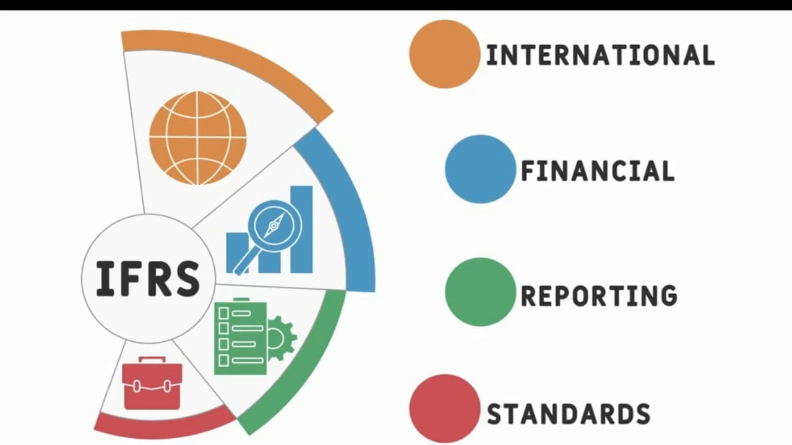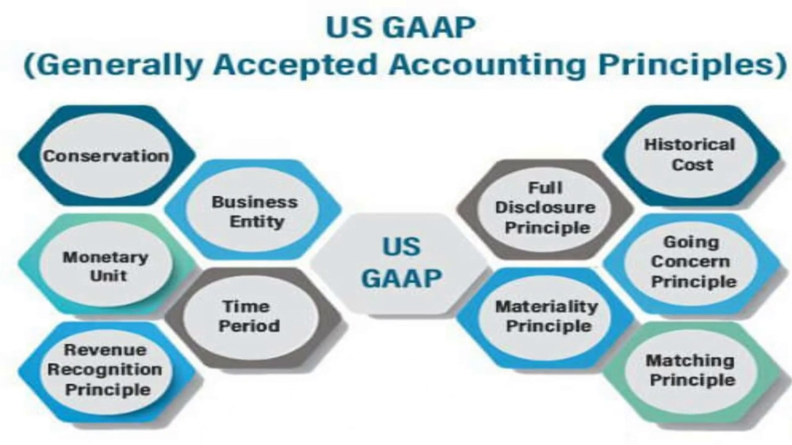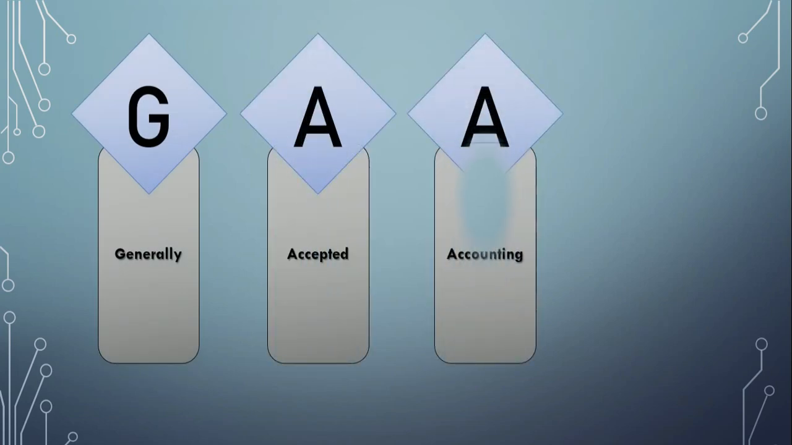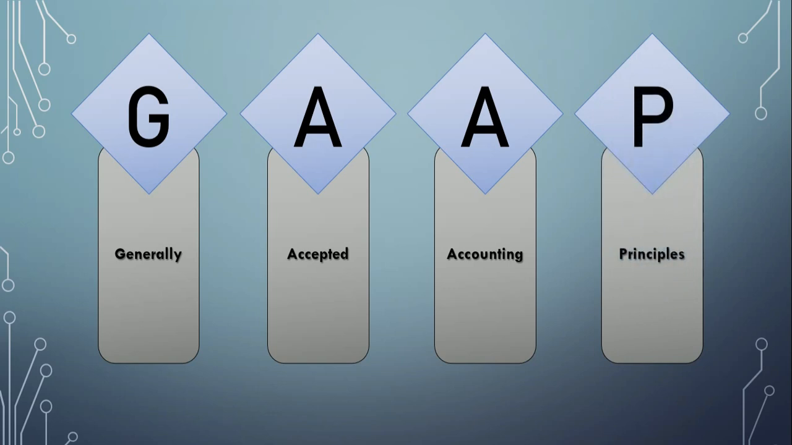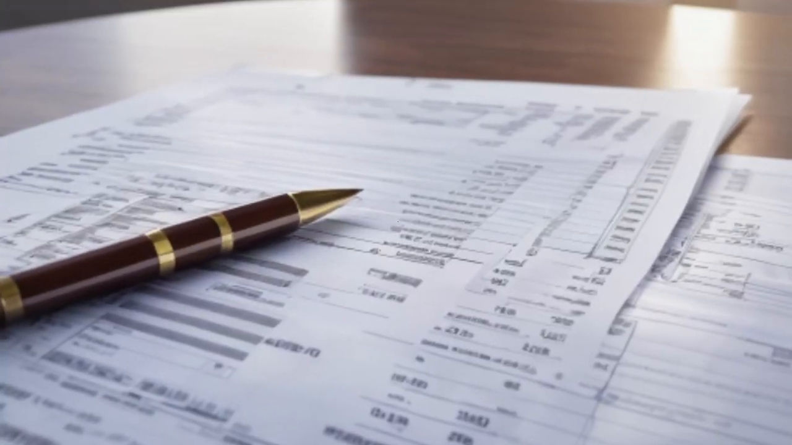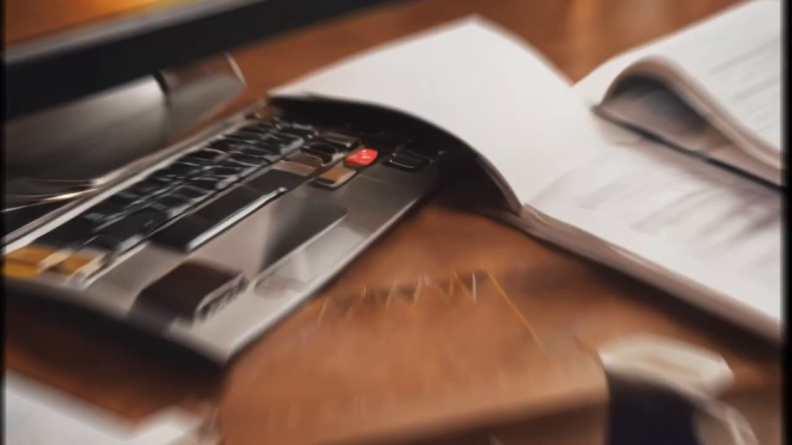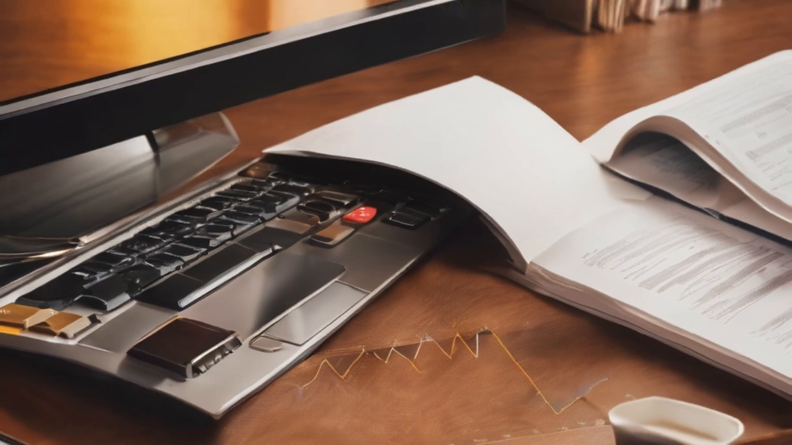The second one is Generally Accepted Accounting Principles, also known as GAAP. GAAP in the United States refers to a set of accounting principles, standards, and procedures established by the Financial Accounting Standards Board. It serves as the foundation for financial reporting by companies in the United States.